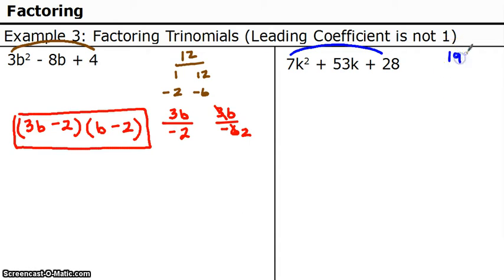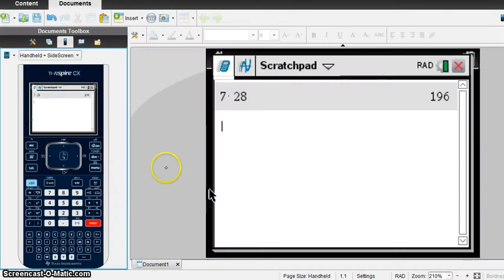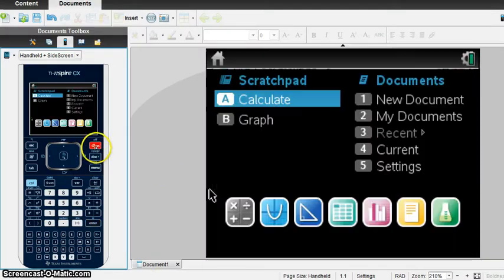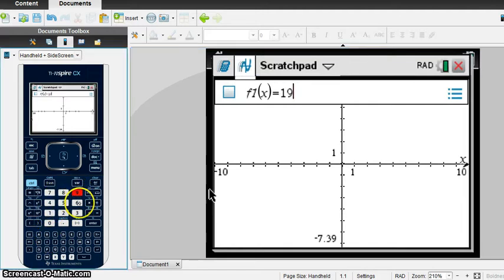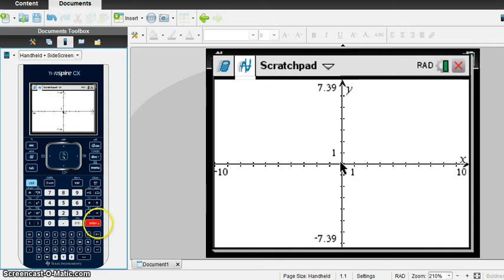So we're looking for numbers that multiply to equal 196 and add to equal 53. I'm going to show you a little trick in the calculator that'll help you come up with these values. You need to go to a graph, so open up a graph page and type in your number, 196, divided by x. Graph that. We don't really care what the graph looks like. You can't even see it on here.